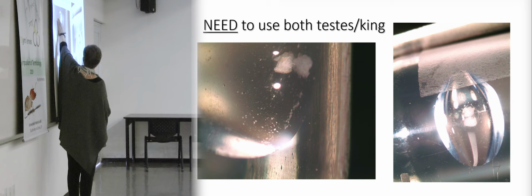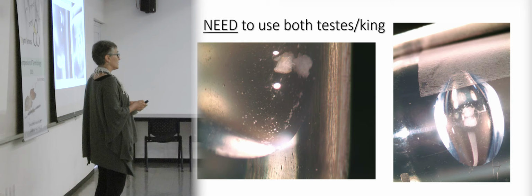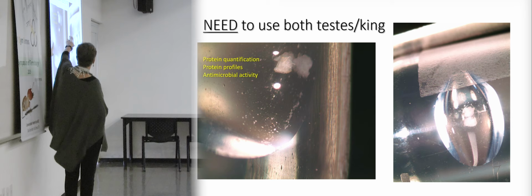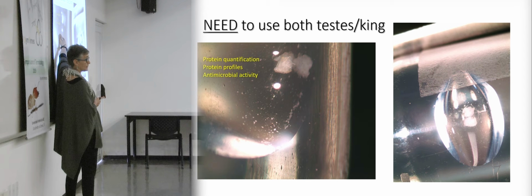So this is a droplet of this Burns-Tracy saline we use. You can see the two testes here nicely as well. We have to use both because we need to measure overall male investment in testis size. Okay, and now we have these testes, we can run protein quantification and protein profiles in an SDS-PAGE gel, and also test the antimicrobial activity of these testes. So that reduces sample size quite a bit.